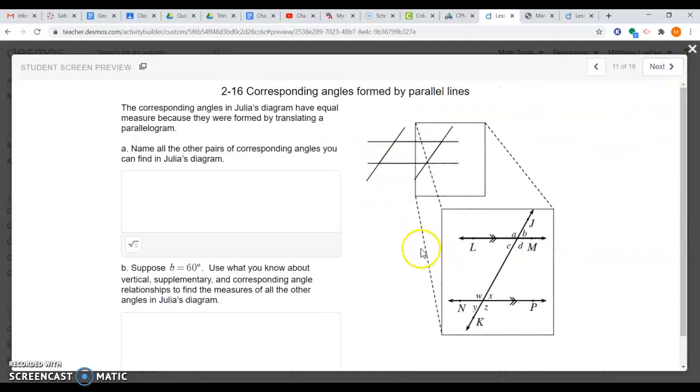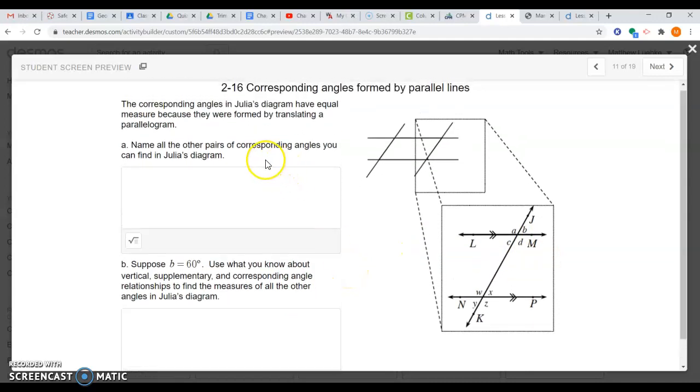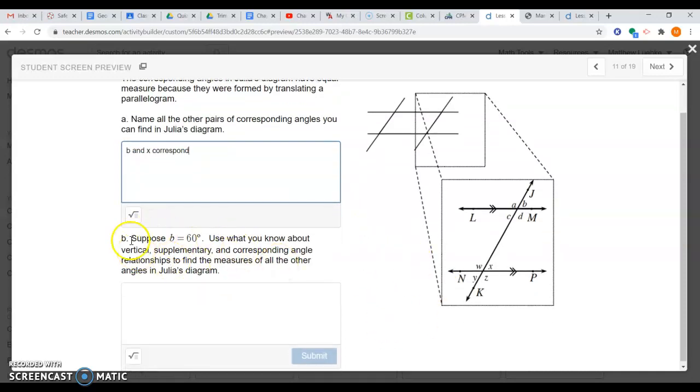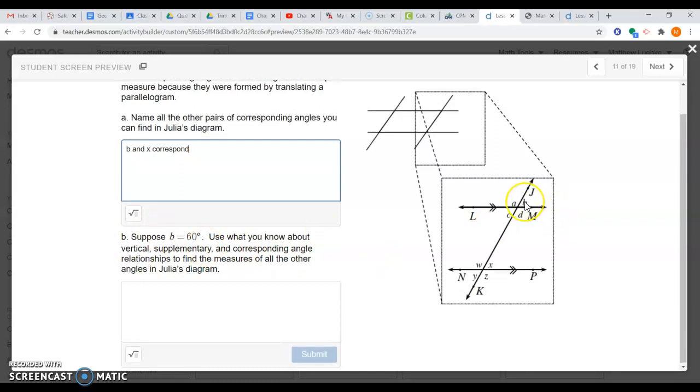Moving on, we're going to keep focusing on corresponding angles. And so it's saying, well, B and X were corresponding. What other corresponding angles exist in this diagram? So it tells you in the problem before that B and X correspond. Which other ones do? Okay? Which other ones do?